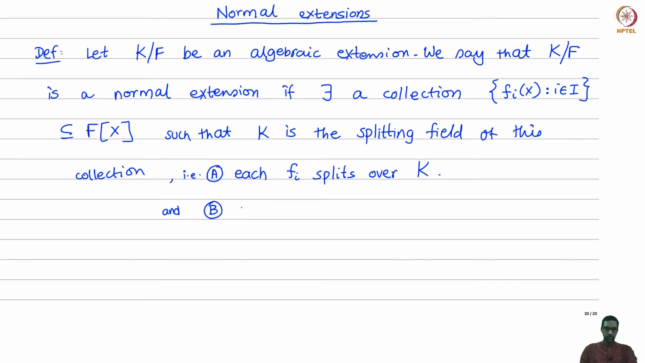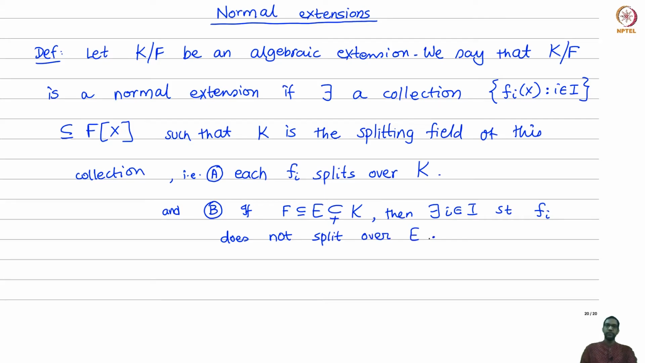If E is a proper subfield of K containing F, then at least one of the f_i's does not split over E. So there exists i in I such that f_i does not split over this field E. That's what we mean by being the splitting field of the entire collection.